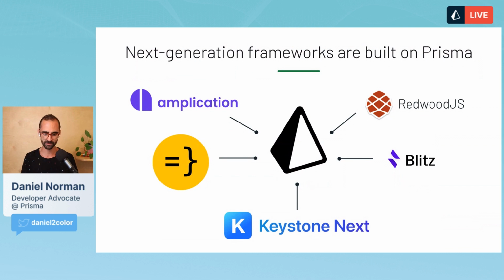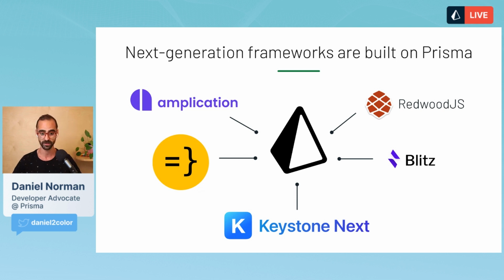Now, in the last 2 years, a number of new frameworks have chosen Prisma as their default ORM. You have Redwood.js, which was created by the GitHub co-founder Tom Preston-Werner, and it is a full stack framework based on React and GraphQL.